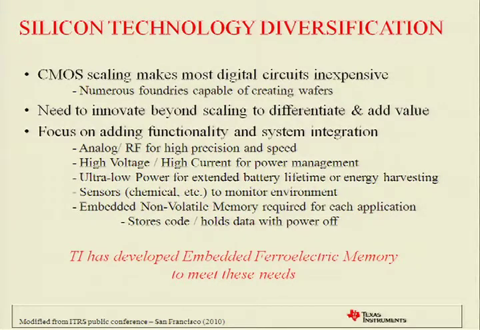And the way we do that at TI is by focusing on analog products and embedded processing products. That is, products where we make systems on a chip. And so the kind of things that we focus on are analog for high precision, like ADC converters, RF for speed, high voltage and high current for power management. So the battery packs in your phones and your computers all have TI chips in them. We focus also on ultra-low power for extending battery life, or even operating without a battery. We work on sensors to monitor the environment.